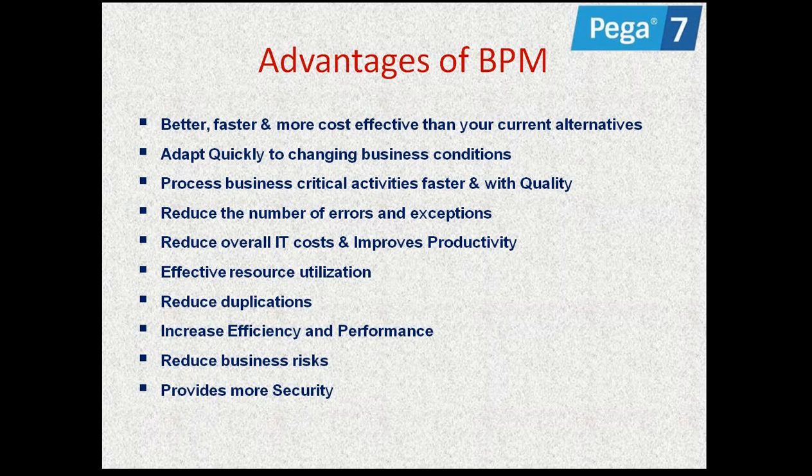Okay, here the application development time is very less, the cost of production is very less, and the resources required for developing the application are very less. And performance-wise, scalability, reducing the number of risks in the application, it provides more security. Okay, these are some of the advantages we have in this Pega BPM. Some other advantages are adaptability to changing business conditions, processing critical activities faster with quality, reducing the number of errors and exceptions, reducing overall IT costs, and improving productivity. Okay, reduce duplications, increase efficiency, reduce business risks, and provide more security.